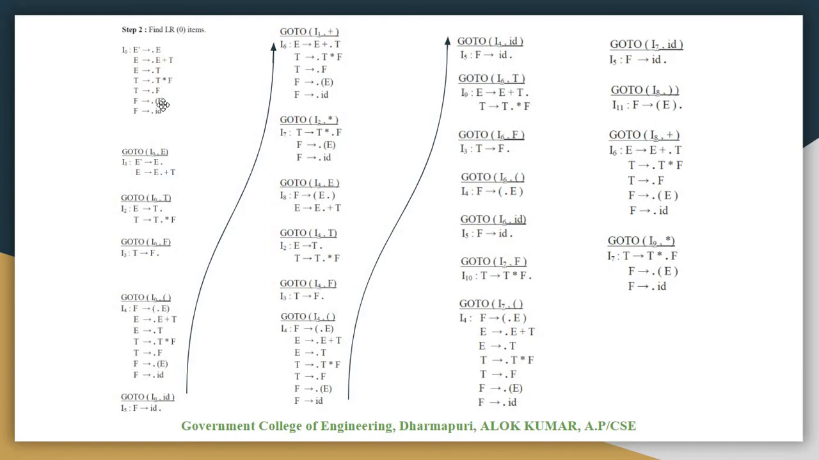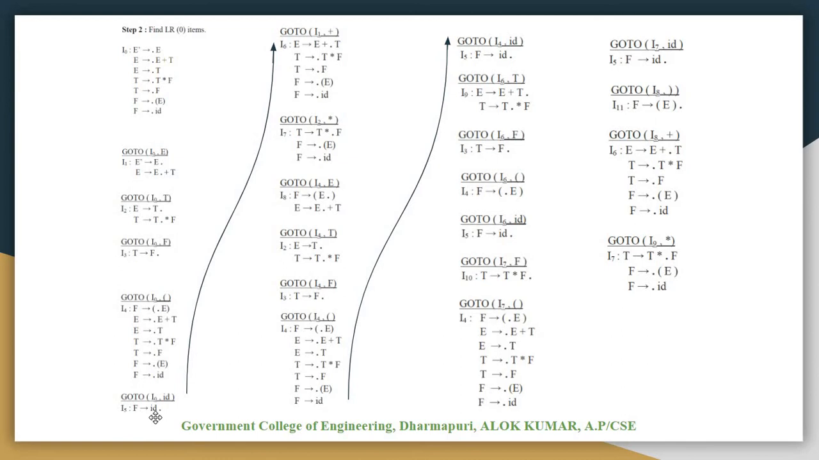Okay, after that we will find for I0 comma opening parenthesis. So here it will be F generating opening parenthesis dot E closing parenthesis. Here dot E is coming, so we will find the closure of E. It will be E generating dot E plus T. After that, E generating dot T. Here we will find the closure of T. It will be T generating dot T asterisk F. T generating dot F, and after that we will find the closure of F. That will be F generating dot opening parenthesis E closing parenthesis, and F generating dot ID. So this one will be the I4 item.